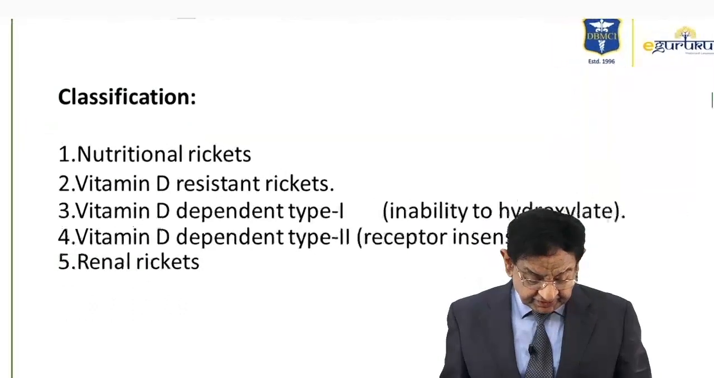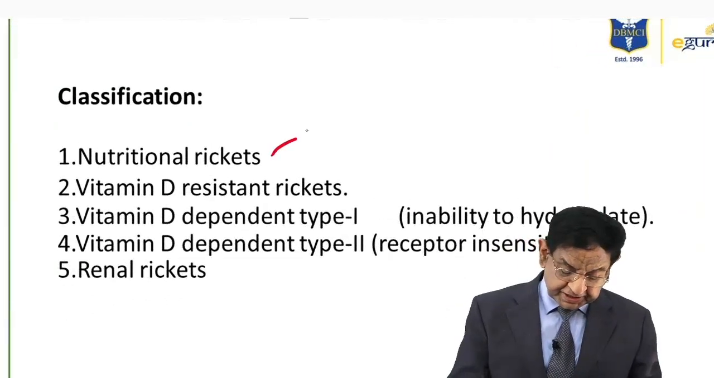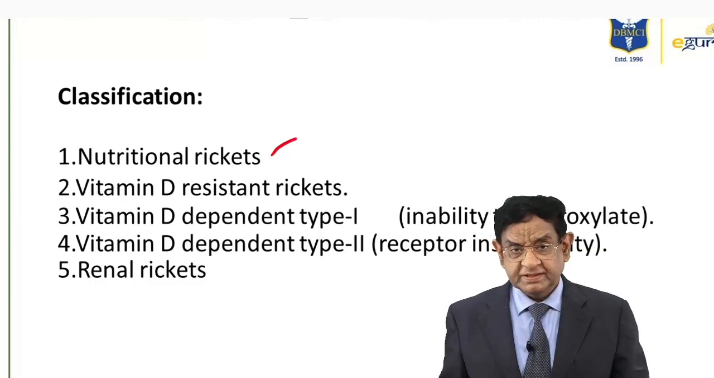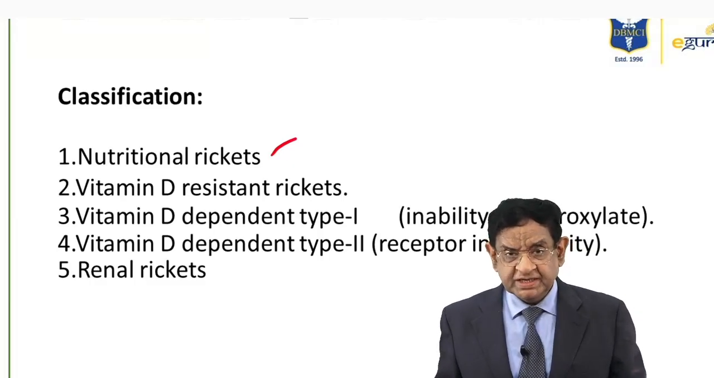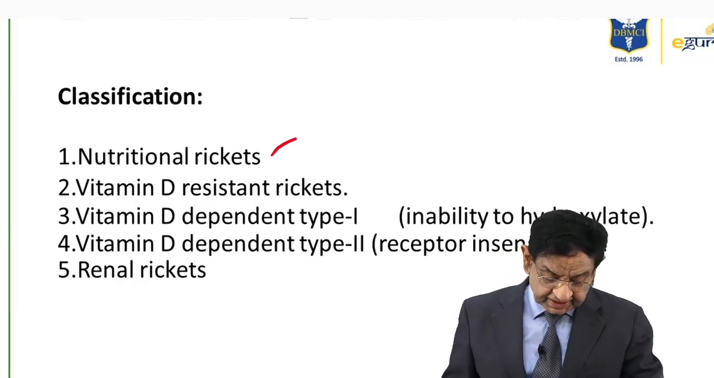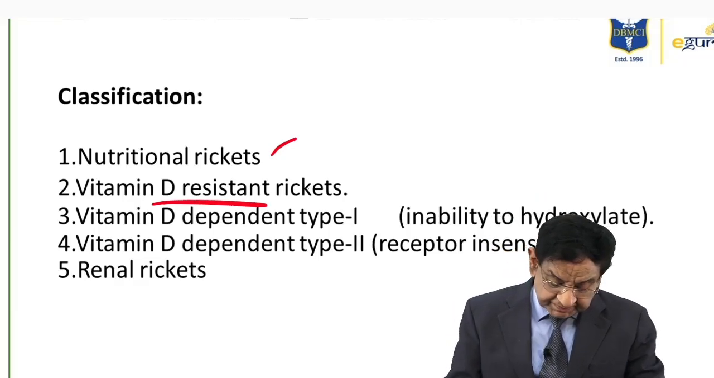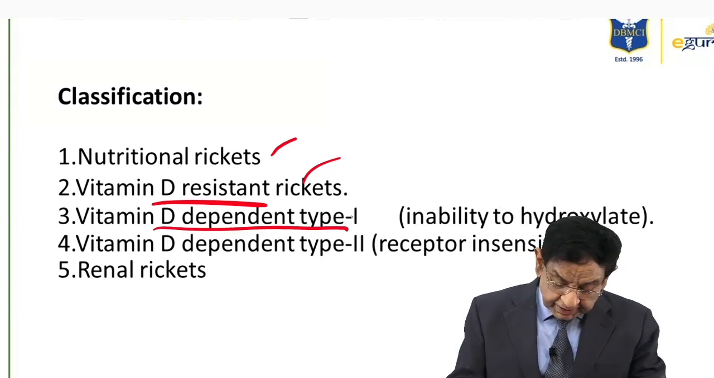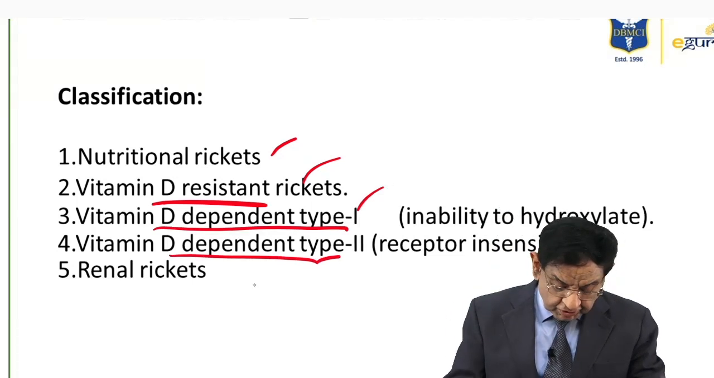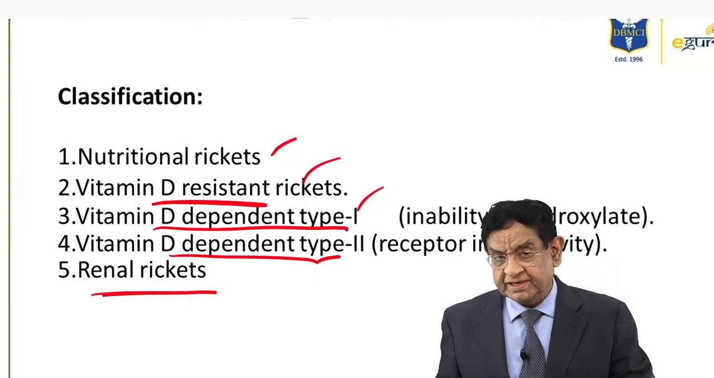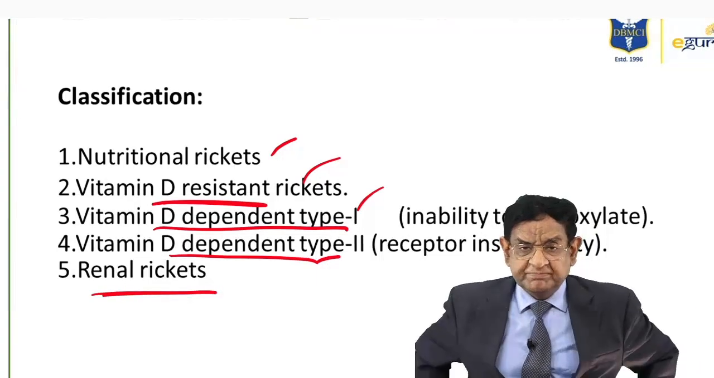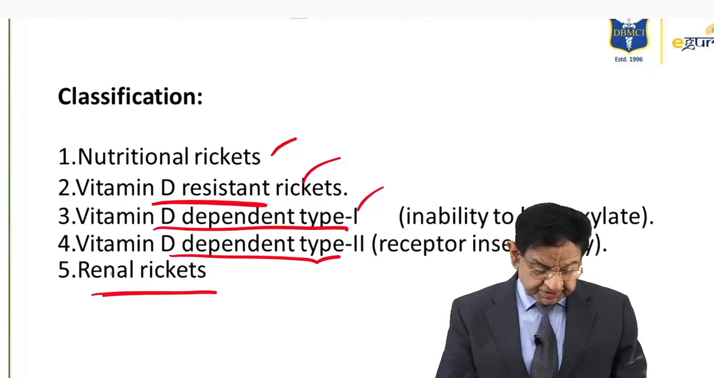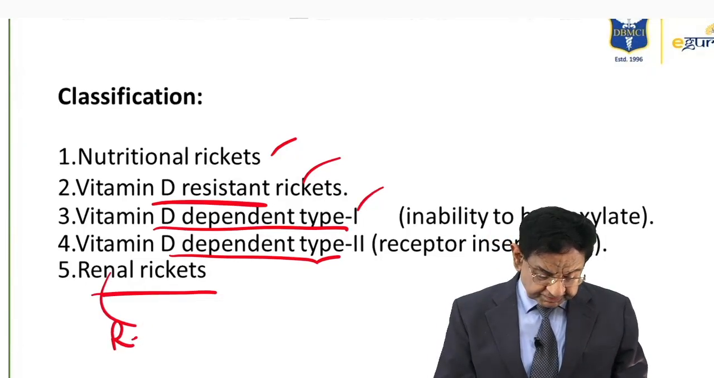How do we classify it? It can be nutritional type of rickets. I'll be talking in detail about each of them, but first let me give you the list. The classification: vitamin D resistant rickets, vitamin D dependent type 1 or type 2, or renal rickets, so-called renal osteodystrophy, about which I already discussed the basic concept with you.